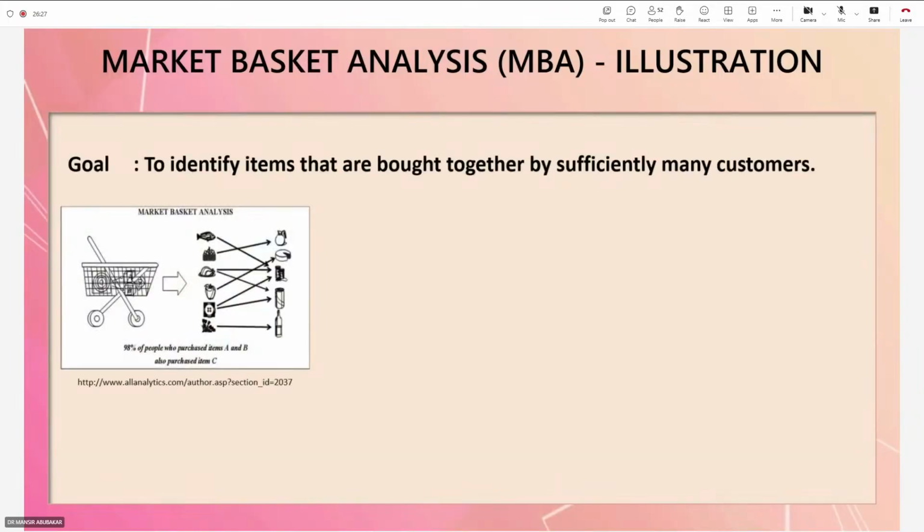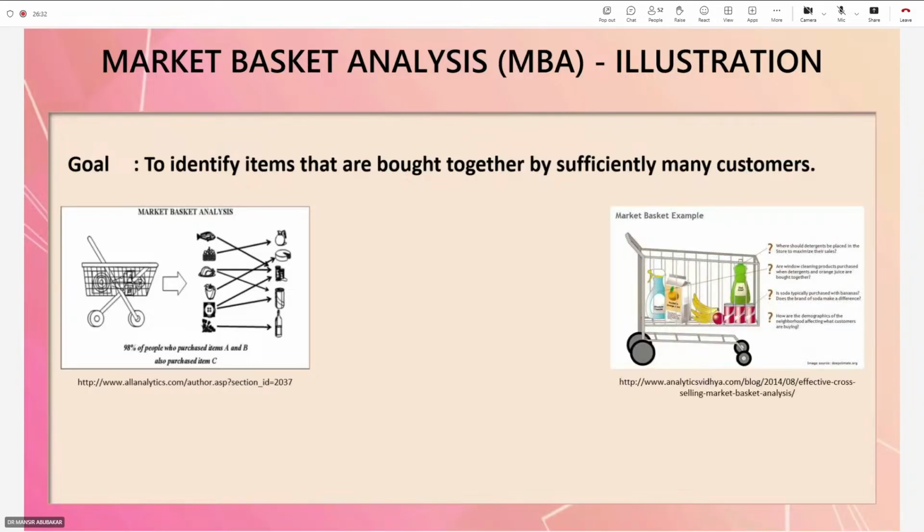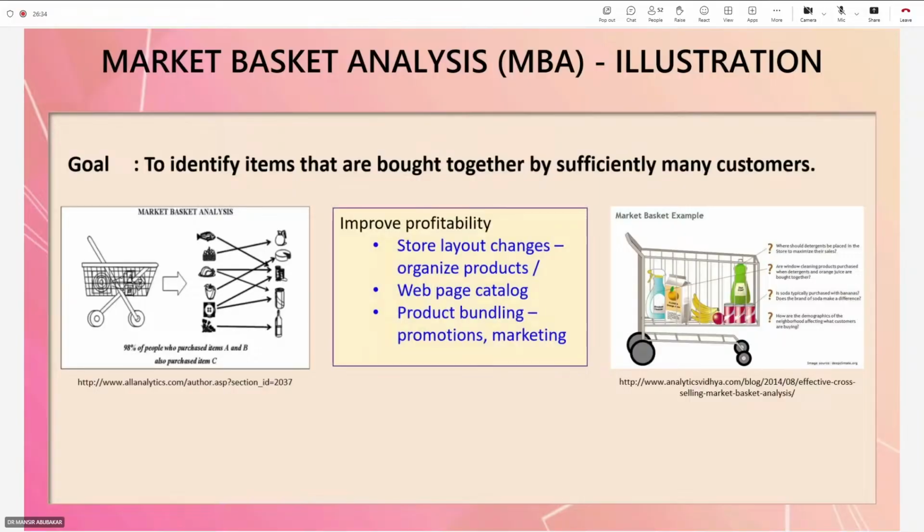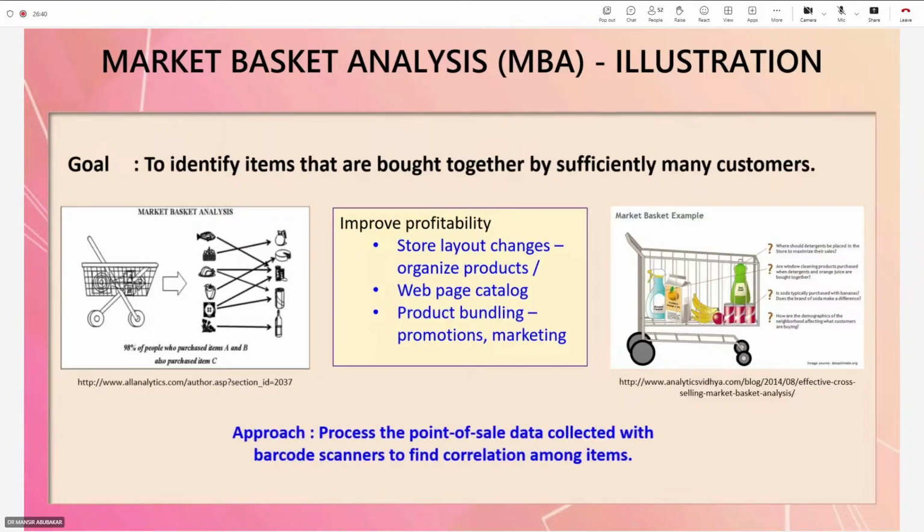So this is the illustration of how market basket analysis works. The goal is to identify items that are being bought together by sufficiently many customers. That is the target: how many items are being bought by many customers in our market shop. This is just similar to going to the market, taking your box or basket, going around and picking whatever you want, and then coming back to the counter where all the transactions are recorded.